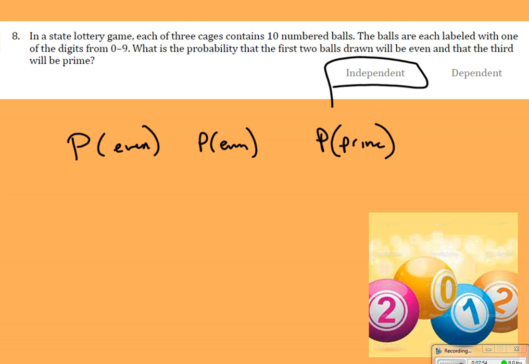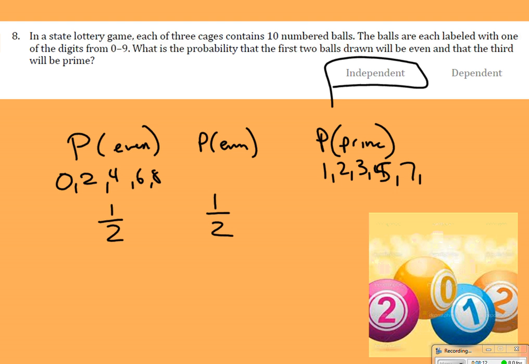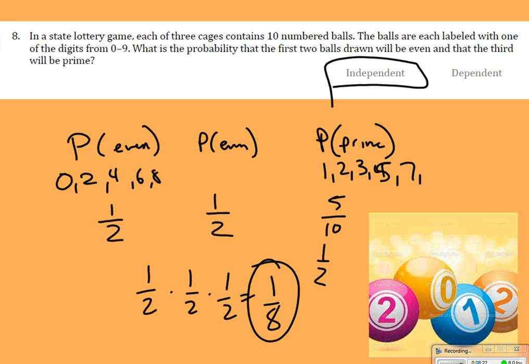Well, let's see. You got 2, 4, 6, 8. We're not counting 0 as even. Okay, so, well, maybe we'll count it. So that'll be 1/2, and that'll be 1/2. Then we've got prime. So you got 1, 2, 3, 5, 6, 7, 8, 9. So that's going to be 5 out of 10 as well. So that's going to be 1/2. So what's the probability of doing that? 1/2 times 1/2 times 1/2. So that's going to be 1/8.